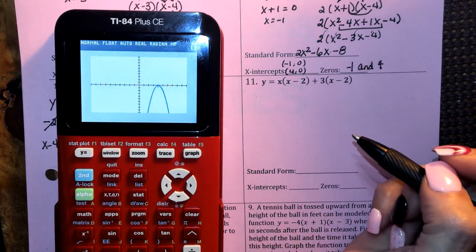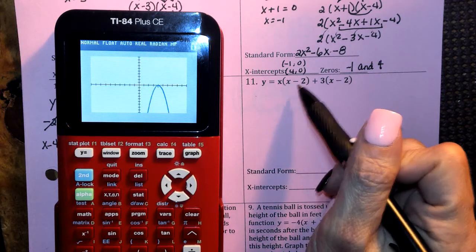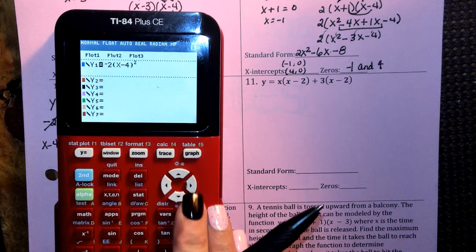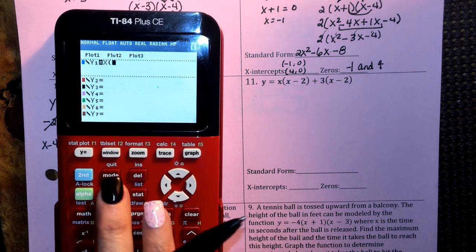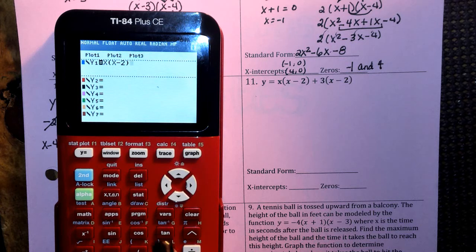I'm going to work on this next one. All right, so this one looks a little different. So I'm going to go to y equals. I'm going to do x times (x minus 2) plus 3 times (x minus 2) again.